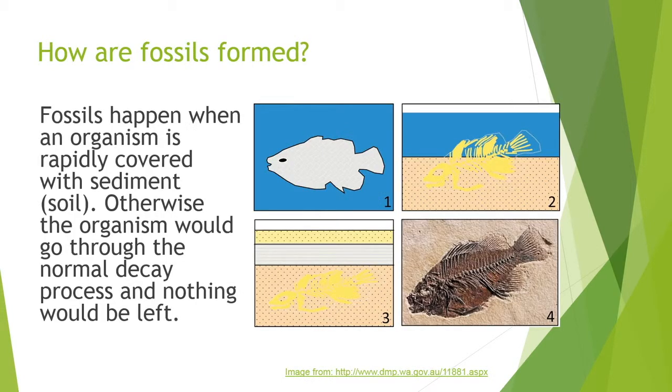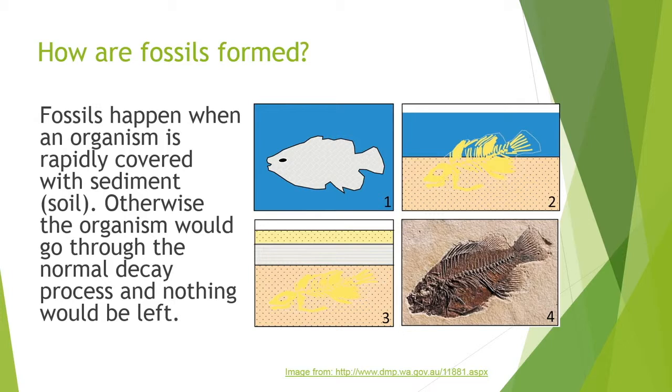So here's a generic way that fossils are formed. Basically we have something that dies, and what happens when it dies is it gets quickly covered with sediment. That's the key, that it gets quickly covered with sediment. Things die all the time, and basically in the wild they decay or are eaten and they don't become fossils.